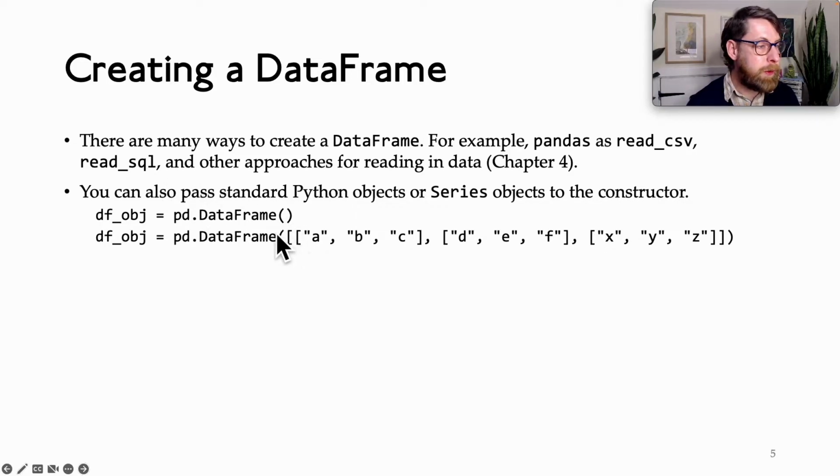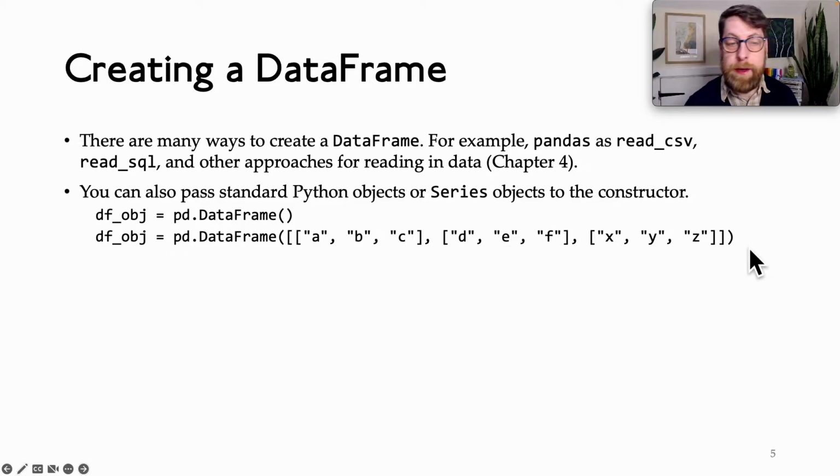But you can also pass in other things. Here you can see what I've done is I passed in a list of lists. That's going to look like a data frame if we go and look at it later. It'll just go A, B, C, D, E, F, X, Y, Z. It's kind of a table.